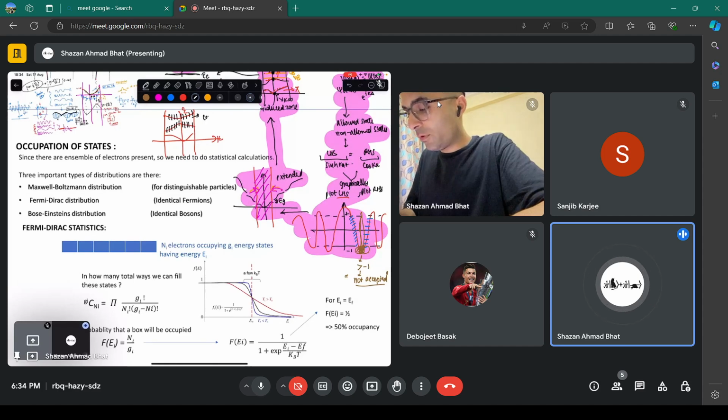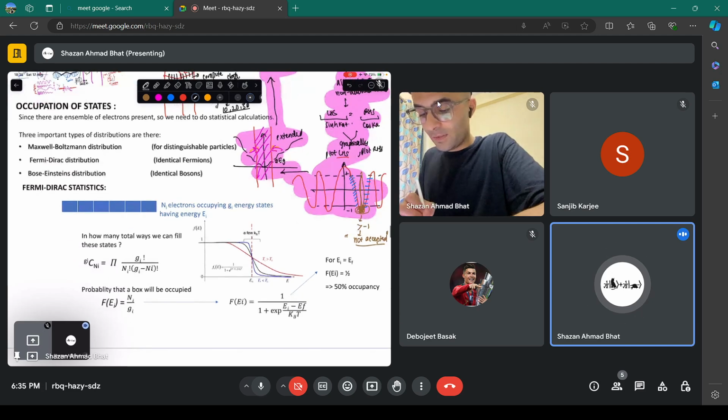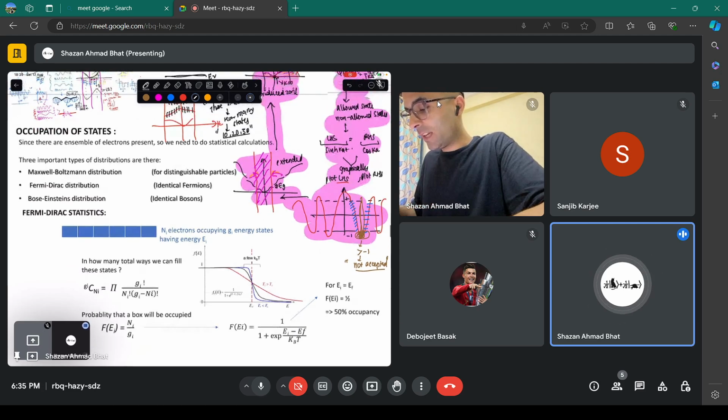You want to compute those states, or you want to see how many states there are. If you consider a 1D lattice, 2D lattice, 3D lattice, you want to see how many seats are available for the electron to stay. That is what is called the density of states. But that's the next topic.